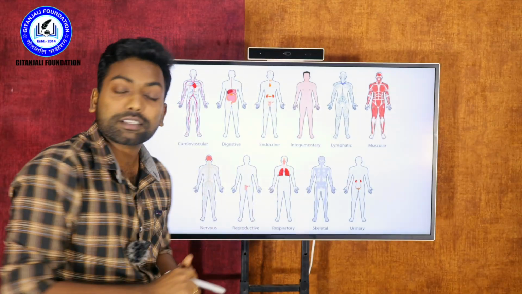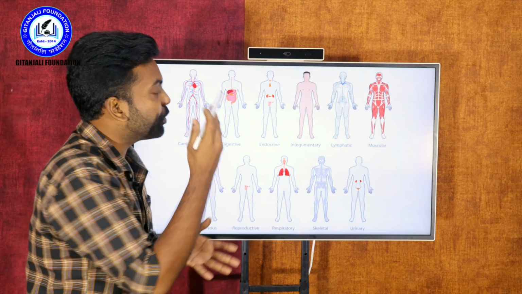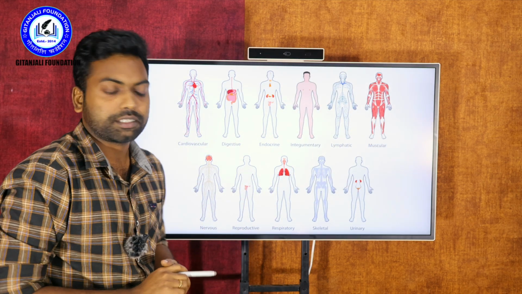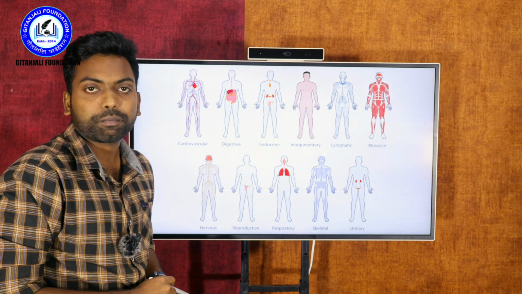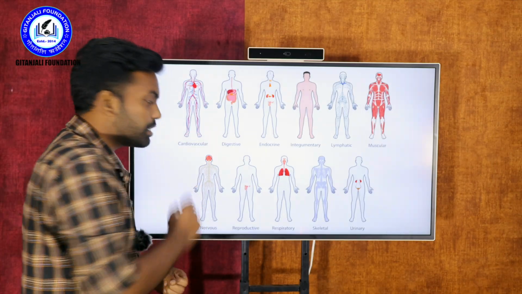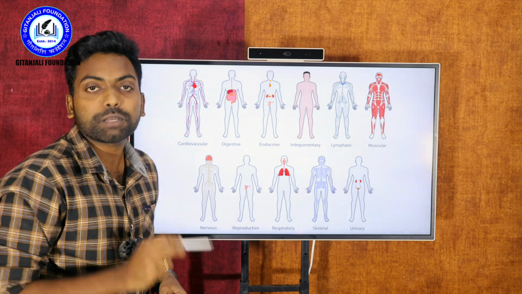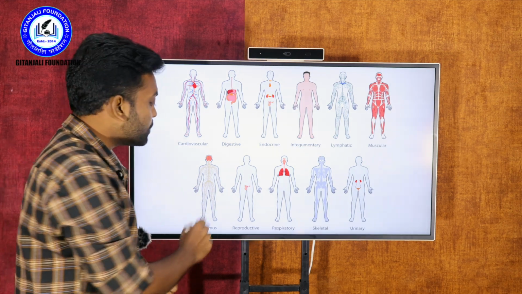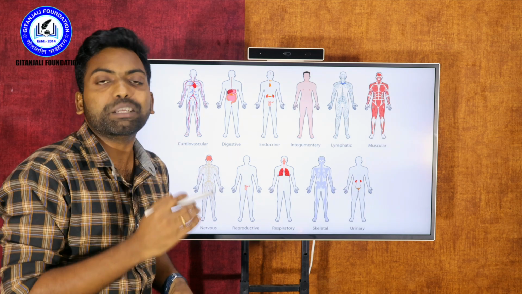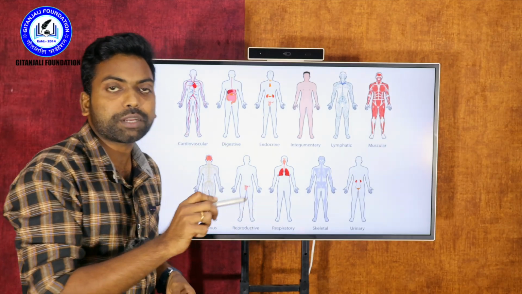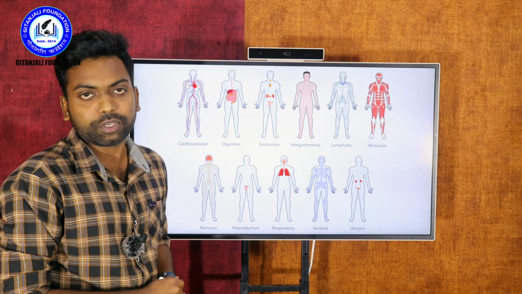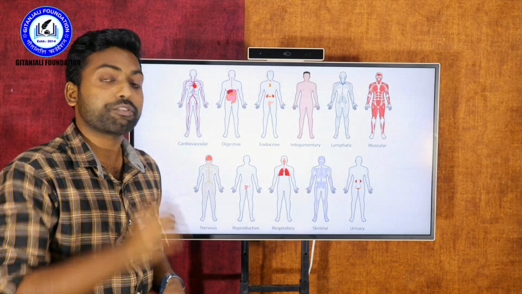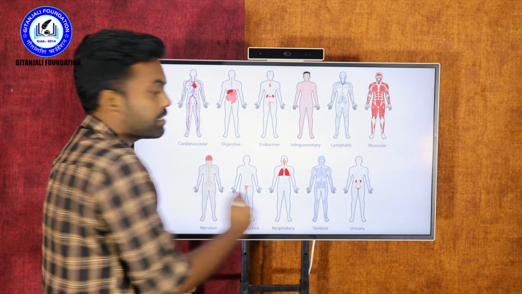And next is the muscular system. In the human body there are different kinds of muscles, and this is called the muscular system. Next we can see the nervous system. Compared to all systems, the nervous system is very important, because it includes the brain, spinal cord and nerves. Next is the reproductive system, which has the male reproductive system as well as the female reproductive system. Next we can see the respiratory system. It is very important for the functioning of all the systems.